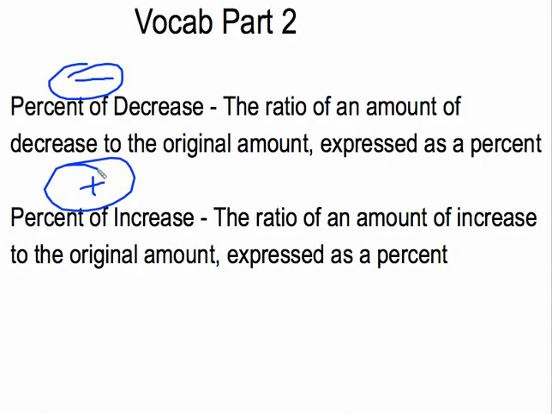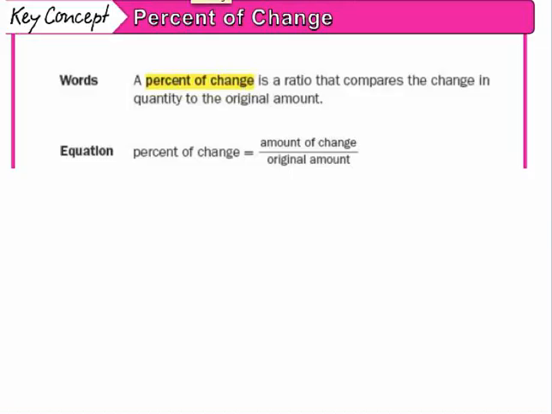Okay, so let's get into some examples. But before we do that, like I said, I want to break down this formula. A percent change, you already wrote this down, is a ratio that compares the change in quantity to the original amount. Here's what we didn't write down: how do you calculate the amount of change? Well, let's say for example I have $10 and tomorrow I have $14. The amount of change is $4.